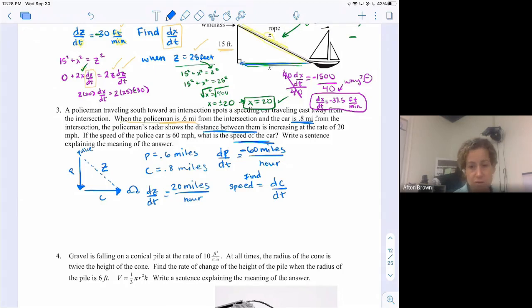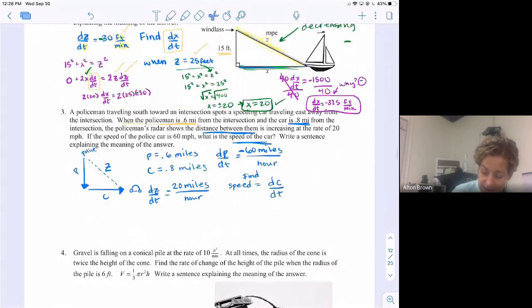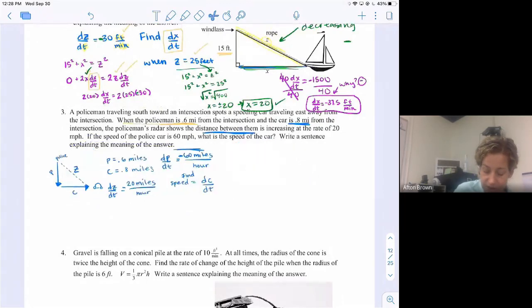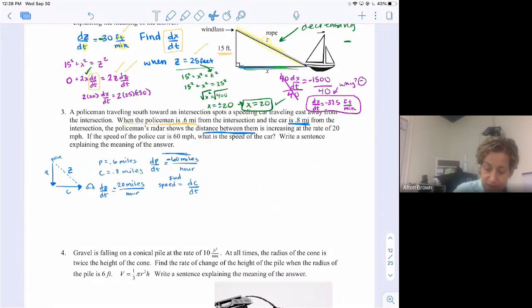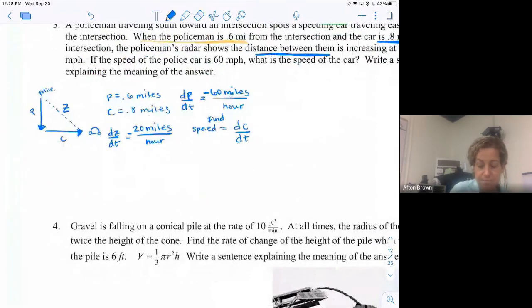I think the hardest part of these problems is reading the question and pulling out all of the information. Once you've pulled out all of the information, then actually finding the stuff isn't that difficult. The only thing we're still missing is an equation that relates all of this. What do you guys think? Is there an equation that will relate P, C, and Z together?